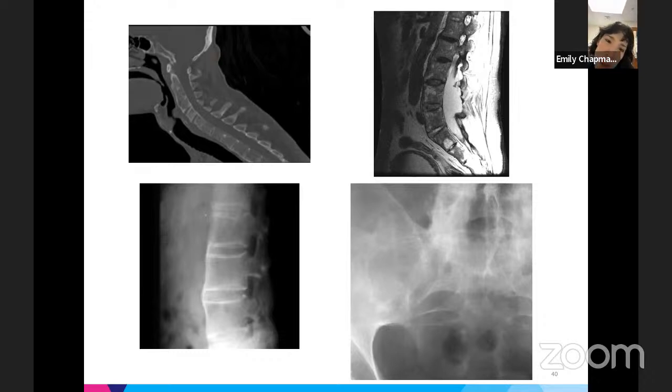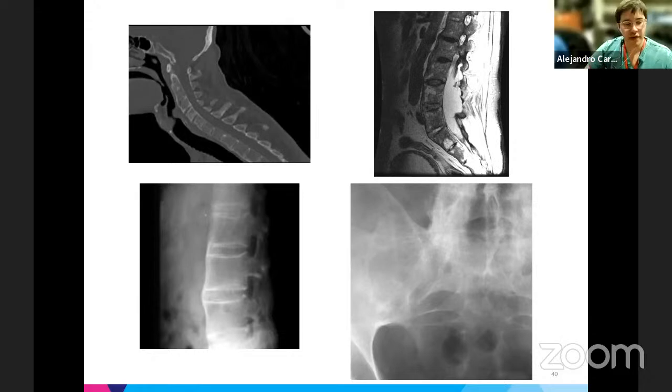Notable for a straightening of the lordosis, and it looks like there's fusion at C2 and C3. Then the right lower, it's a pelvic X-ray. I think I agree with everything you're saying.